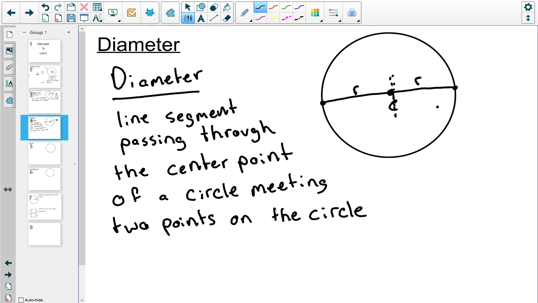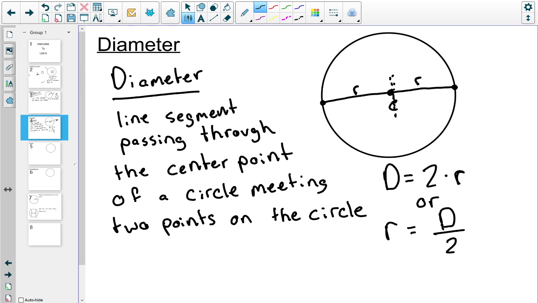So a diameter is a line segment that passes through the center point, and it meets 2 points on the circle. They'll always be straight across from each other. If you have two radius lines like this, directly across from each other in the same exact direction, with no angular curve, that creates the diameter. But it's best, in my opinion, to think that the diameter is 2 times the radius, or the radius is the diameter divided by 2.